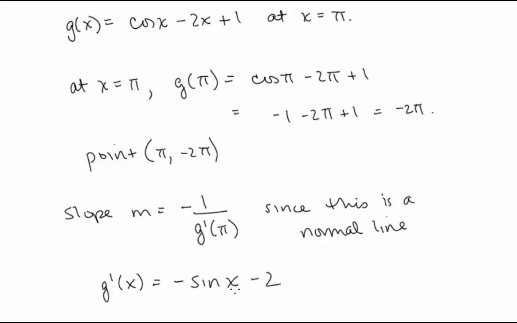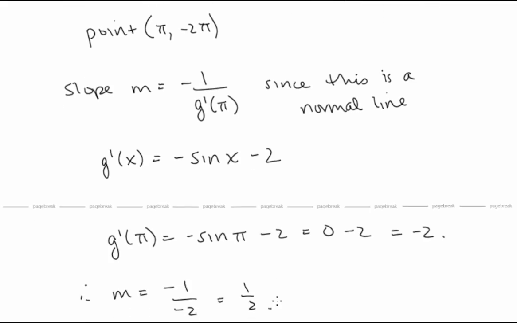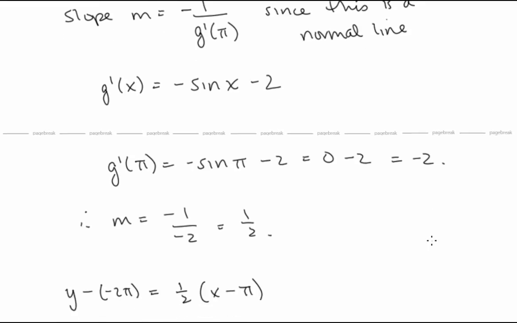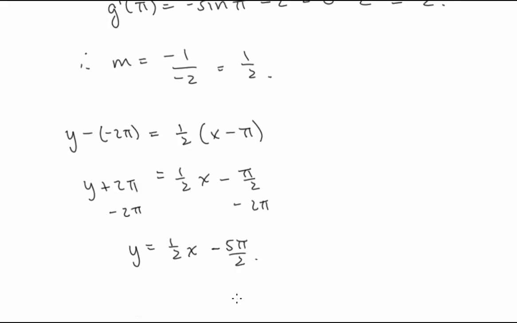So let's find g prime of x. G prime of x is equal to negative sine x minus 2. And so g prime of pi is equal to negative sine pi minus 2. That's 0 minus 2, or negative 2. And that would be the slope of the tangent line, but we want a normal line, so we want to take our slope to be negative 1 over negative 2. So that gives us a positive 1/2 for our slope. And so we have y minus negative 2 pi equals 1/2 x minus pi. And that simplifies to y equals 1/2 x minus 5 pi over 2. And that's the equation of our normal line to this curve at that point.